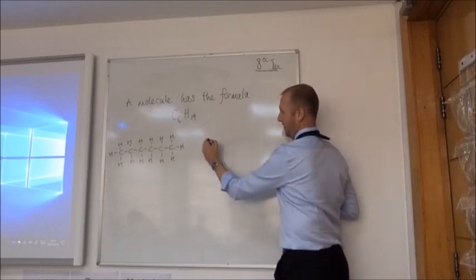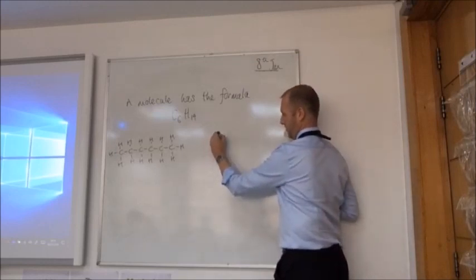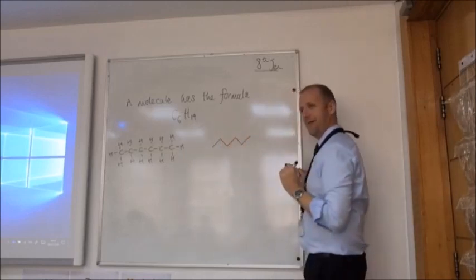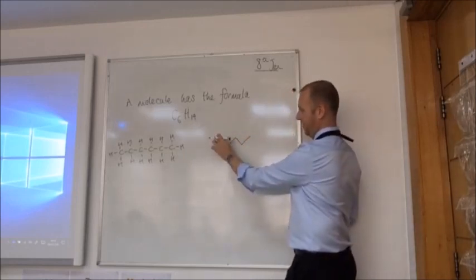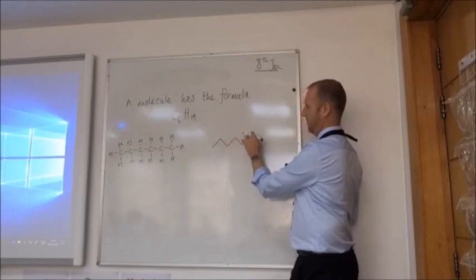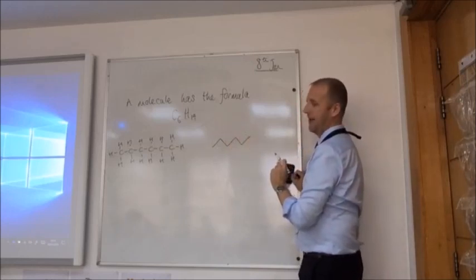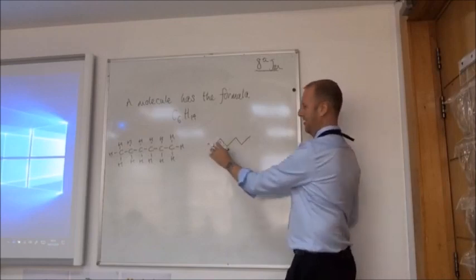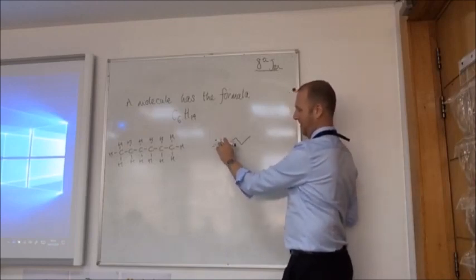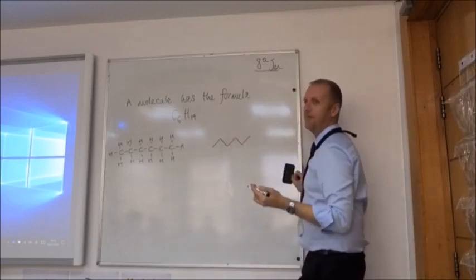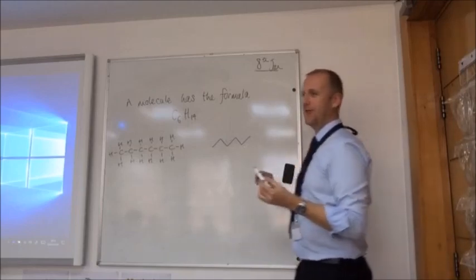If you do the skeletal, it should look like that. So it's 1, 2, 3, 4, 5, 6 carbon atoms. You have to be careful. Just make sure you're always counting. There's always a carbon at the end, and there's always a carbon where the lines change direction. But did you come up with any different versions?